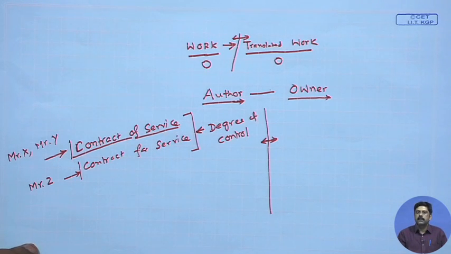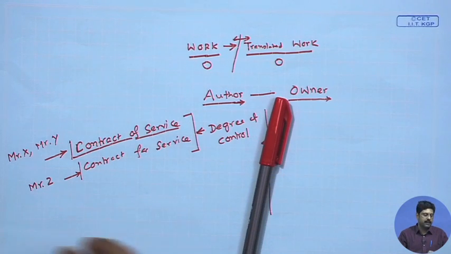In that case, authorship would lie with Mr. X and Mr. Y, but ownership may shift to the employer. In the second case, Mr. Z is the author and owner with reference to the script, whatever he has been writing. So, this is a nice way you can create different kinds of case studies.